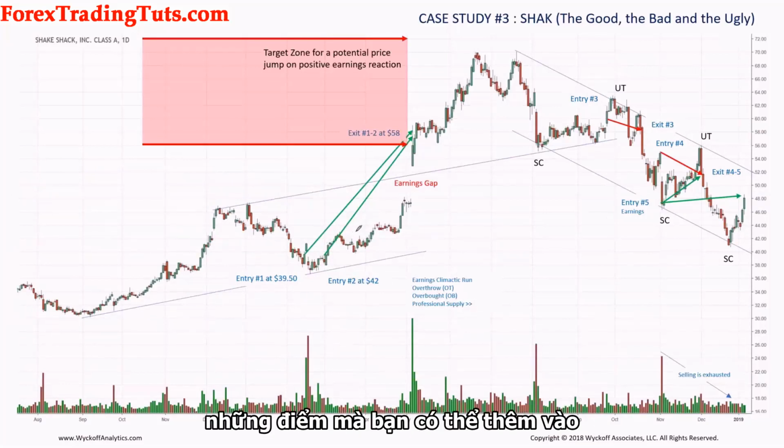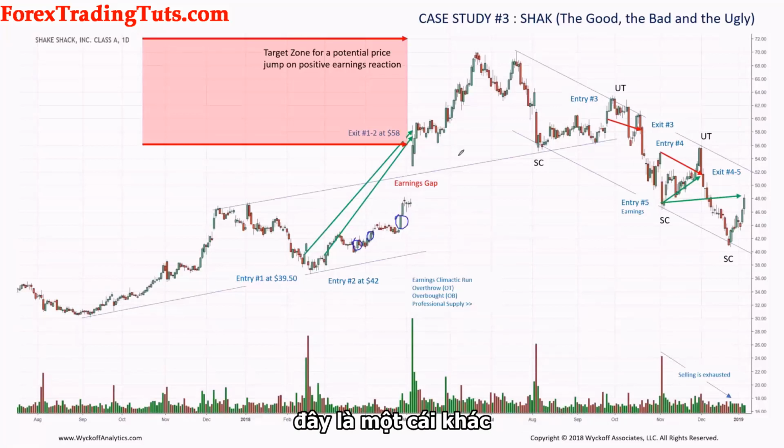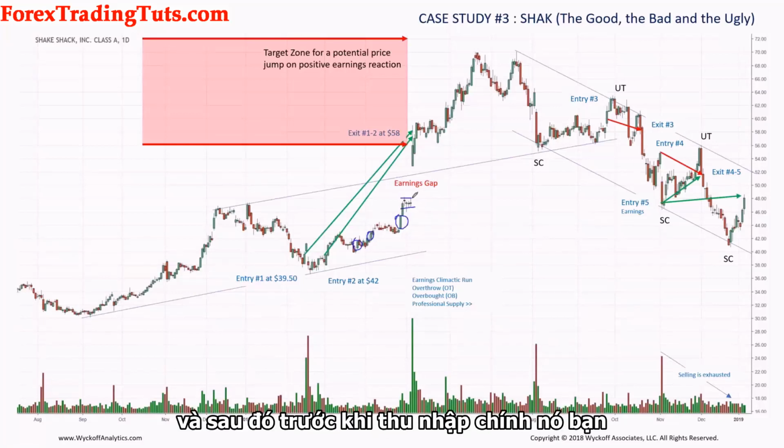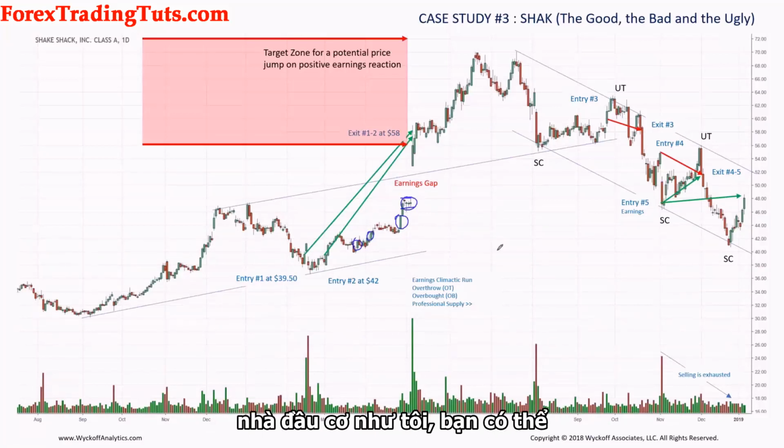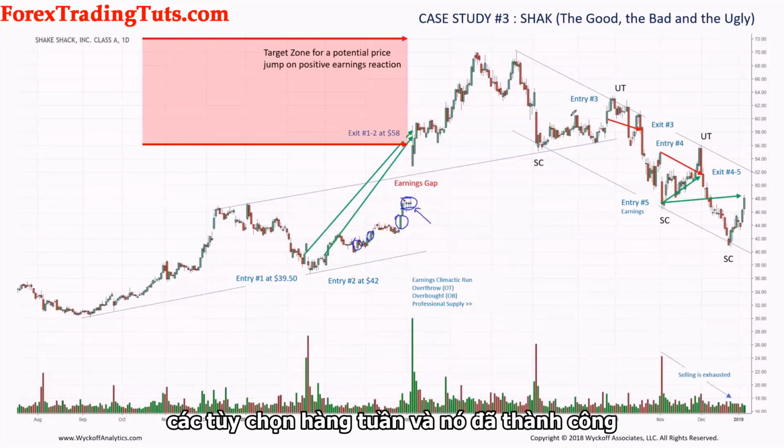There were some other points where you could add to the position. Here is one, here is another, here is another. And then before the earnings itself, if you are a speculator like myself, you could create a position even here with the weekly options. And it worked out really nicely.